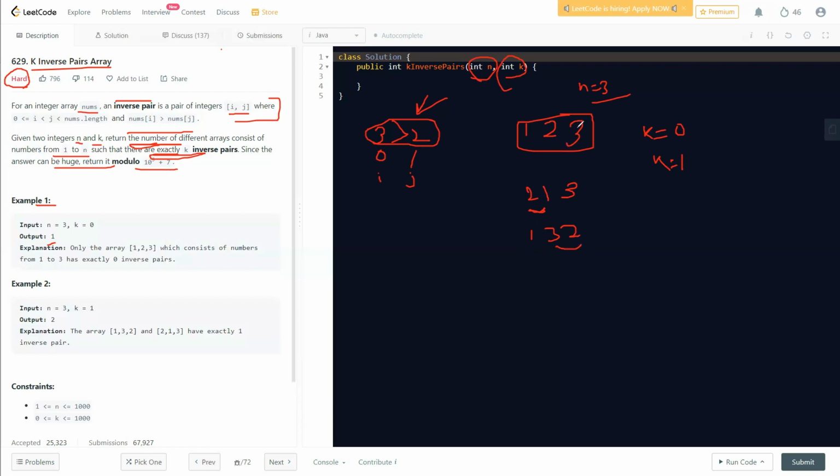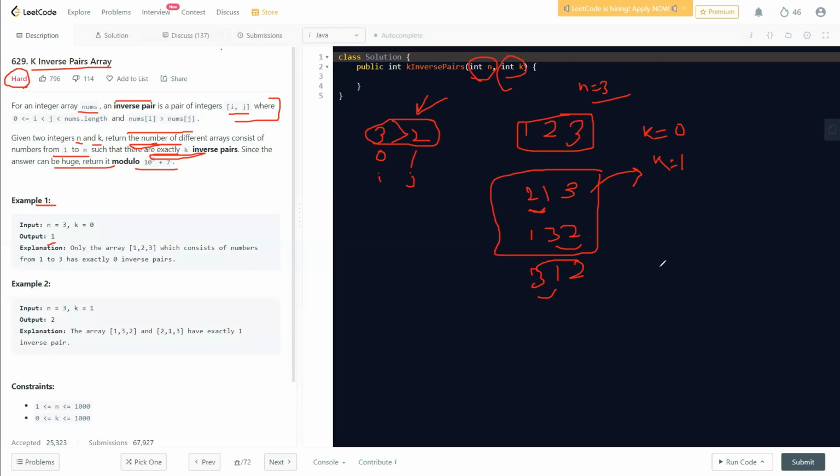Let's check. We have moved 2 before. Can we move 3 in front? 3 and then 1 and 2. Is it possible? Exactly, 3 and 1 make an inverse pair, and also 3 and 2 make an inverse pair. So we already find that at least 2 inverse pairs are there, so in that case k equal to 1 is not valid. So for k equal to 1, we find that there are only 2 arrays possible. Fine. So that's how k equal to 1 goes.